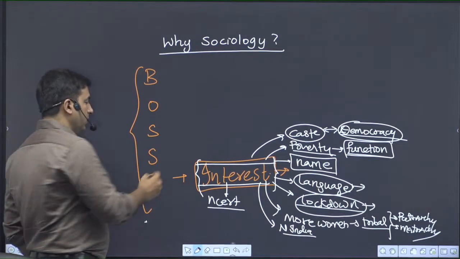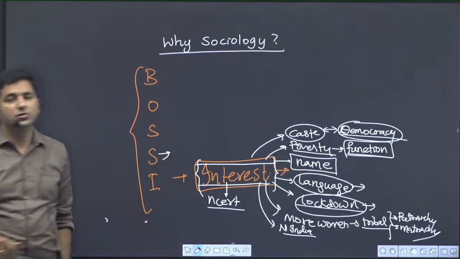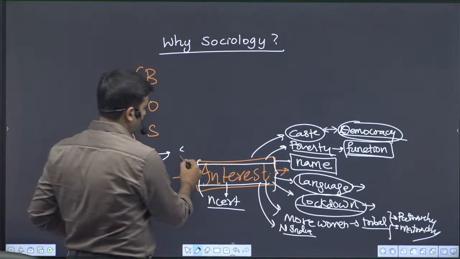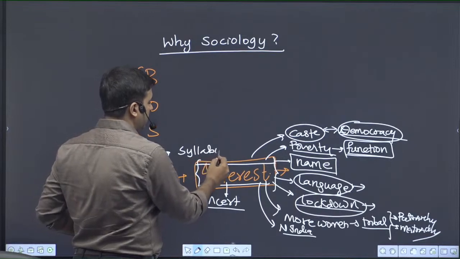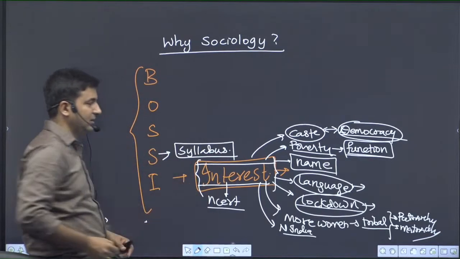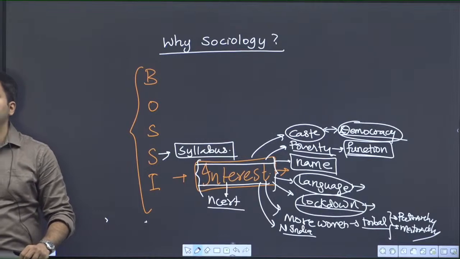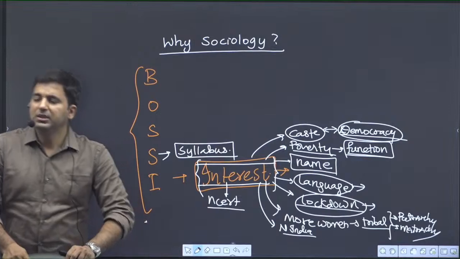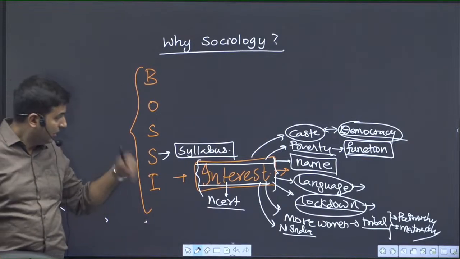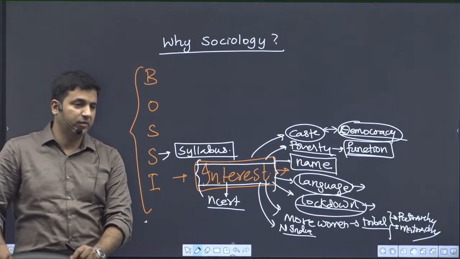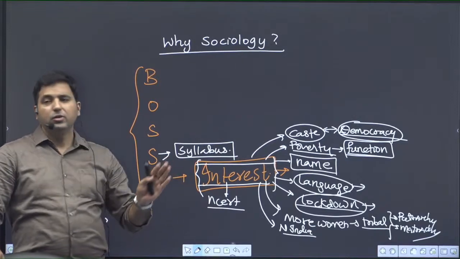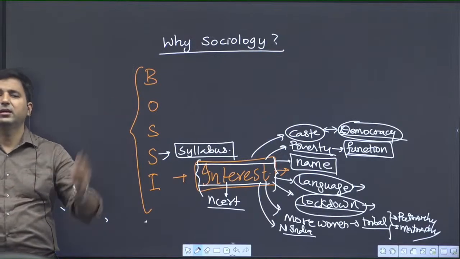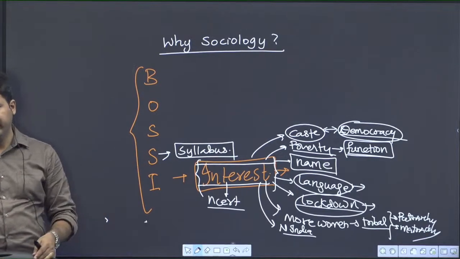So this is one. The second criterion to choose any optional subject, including sociology, is the size of the syllabus. See, we are here to compete in the civil services examination. We are not here to do some PhD or research. So the larger the syllabus size is going to be, the higher is the duration you have to spend with that subject. And that way, your interest also sometimes loosens when something is unnecessarily prolonged.